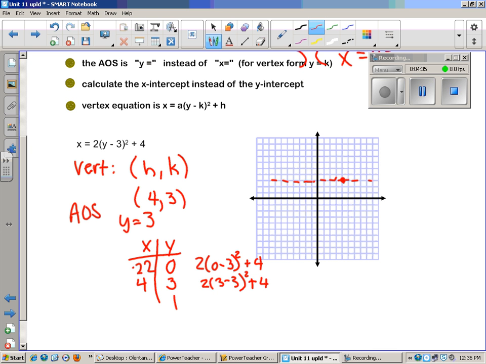So if I plug in a 1, I get 2, negative 2 squared is 4. 4 times 2 is 8. 8 plus 4 is 12. That's doable. So if x is 12, so this is 10, 11, 12. Y is 1, so it's right there. And then there's a mirror image one over there. So my parabola goes there.